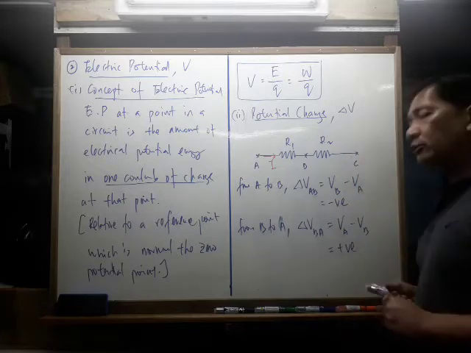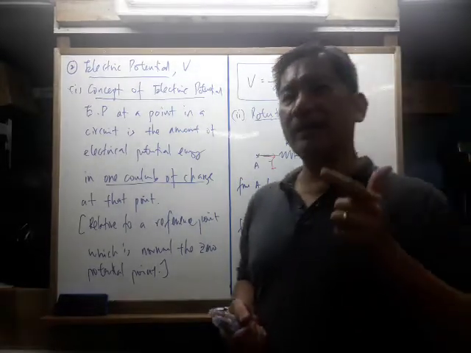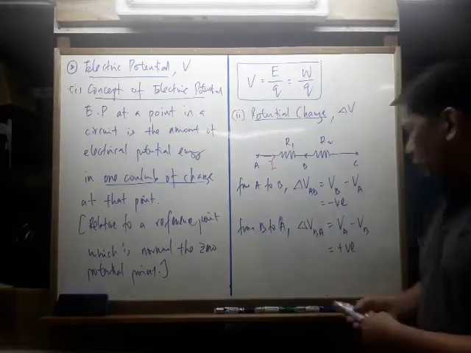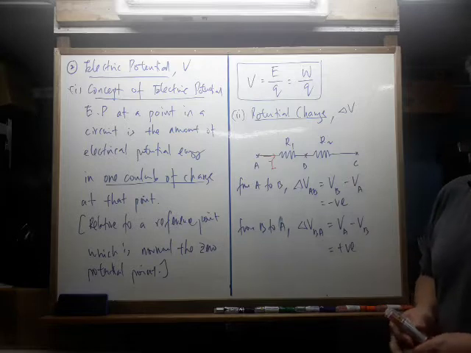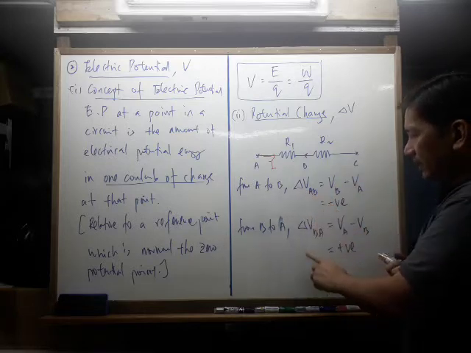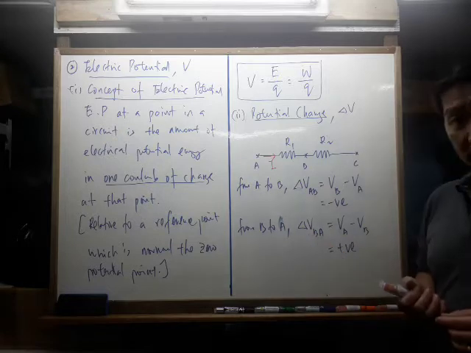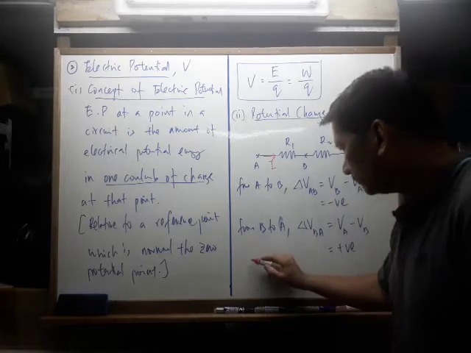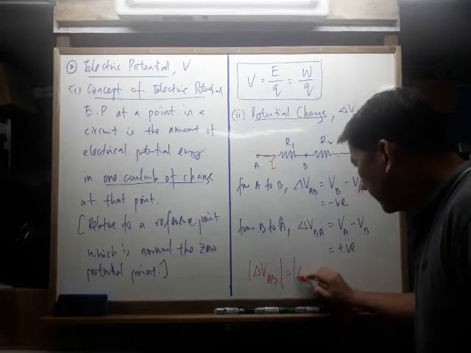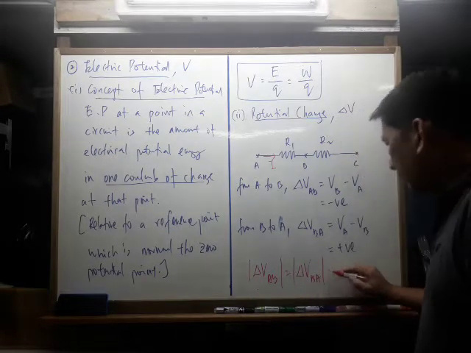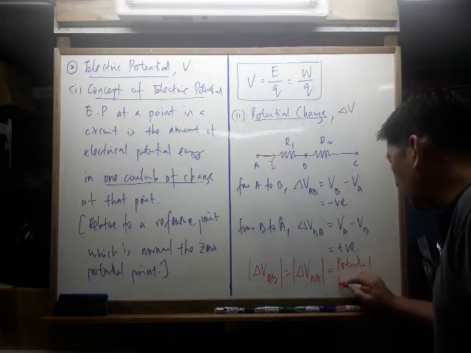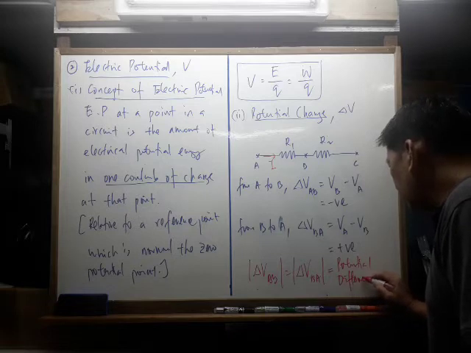So that means potential change can have positive and negative, depending on how we analyze the circuit. Now, when we take the magnitude of both, delta VAB and delta VBA, they are actually the same. So the magnitude of either VAB or VBA is called the potential difference.